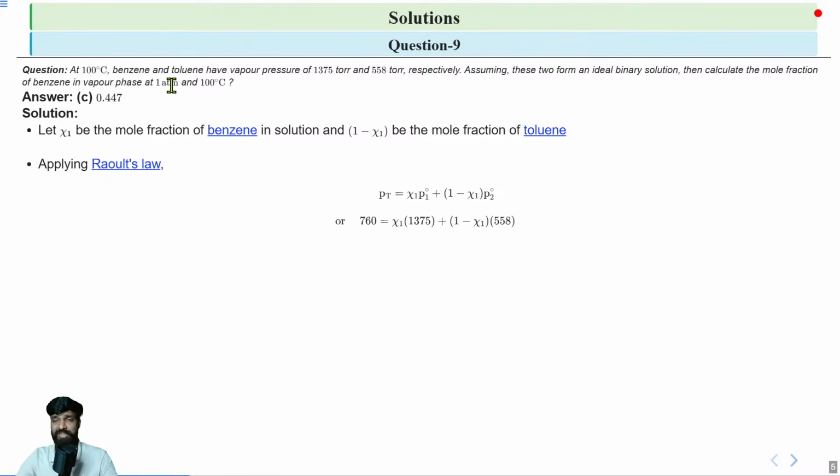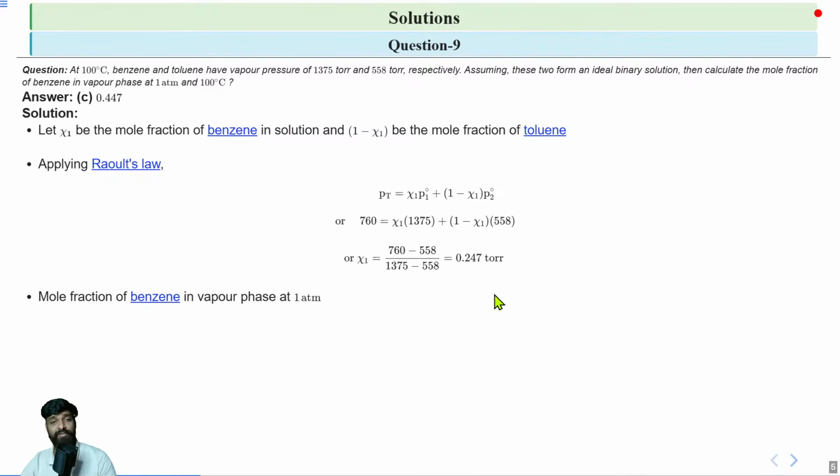So 1 atm is equal to 760 torr. Then here we put the value of the pressure for the benzene and toluene, which is 1375 and 558. Then after, we calculate the chi1. It is just a linear equation with one variable, so we can easily solve it. Chi1 will come out to be (760 minus 558) divided by (1375 minus 558). This will give you 0.247 torr.